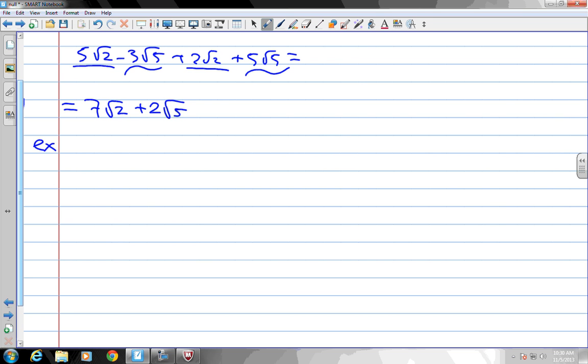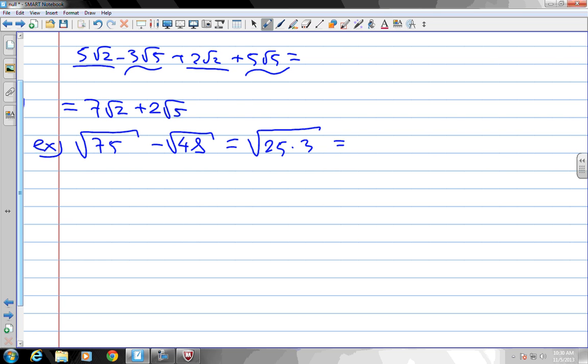Here's another example. We already did something like that. Square root of 75 minus square root of 48. Those are not like terms, per se, right? But I should at least try to simplify them. Maybe something will work out. So yes, you're right. 75 is 25 times 3.